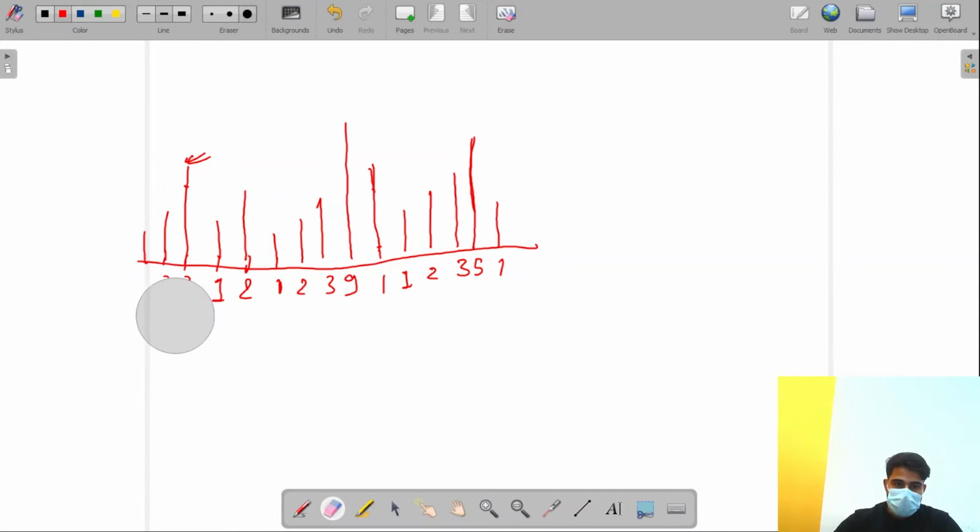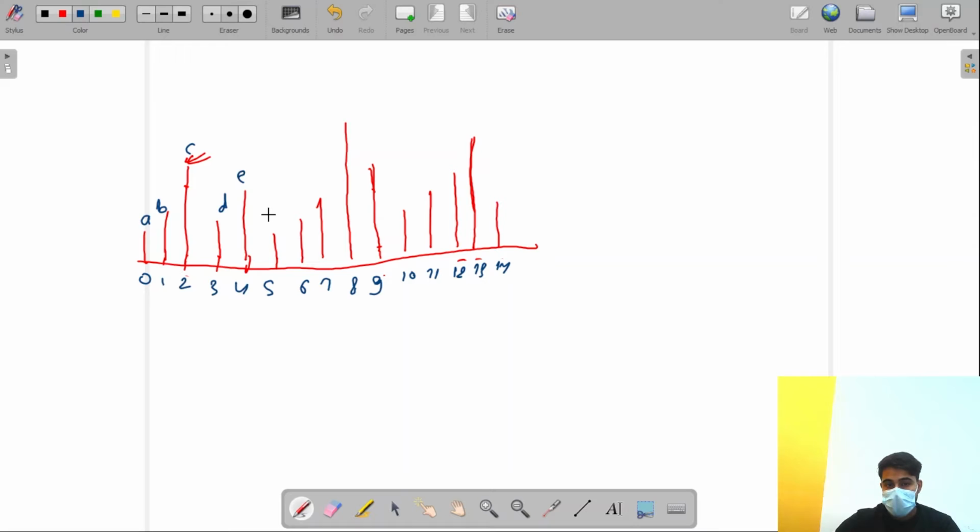So for that let me write some values here. The first thing is that let me write the index of each and every day. So it is 0 1 2 3 4 5 6 7 8 9 10 11 12 13 and 14. And also let me assign a name to each day. It is A, B, C, D, E, F, G, H, I, J, K, L, M, N, O.